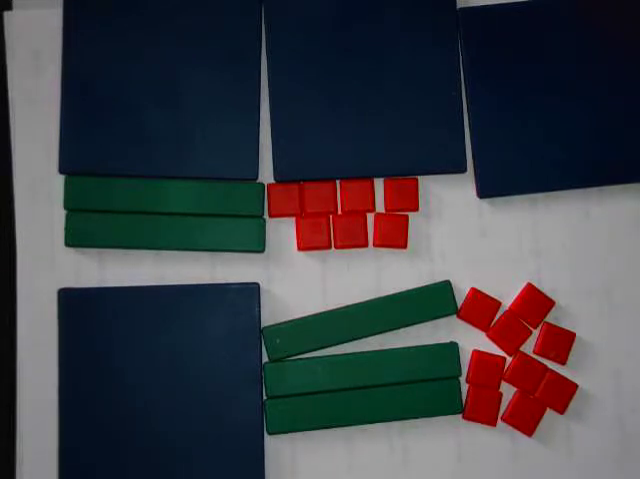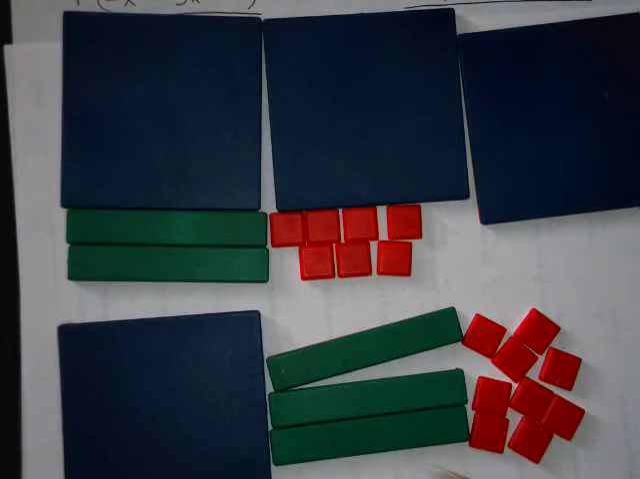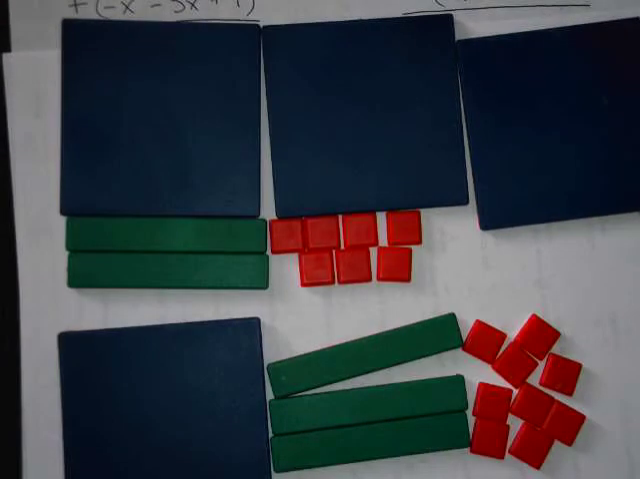Now, remember what we did in the previous example. When we were adding tiles, we're looking for zeros, right? So we're looking for zeros, and if you look here, we have no zeros. There is no one red, one white, or one positive, one negative. There are no zeros here. So what you're looking at is the result.